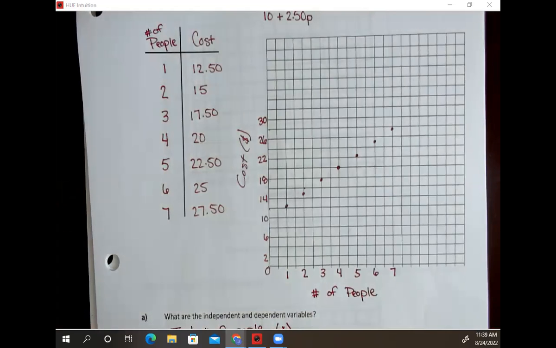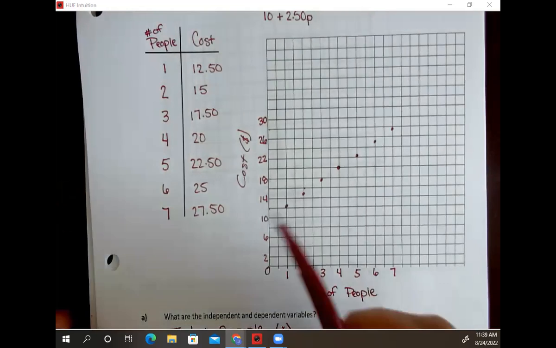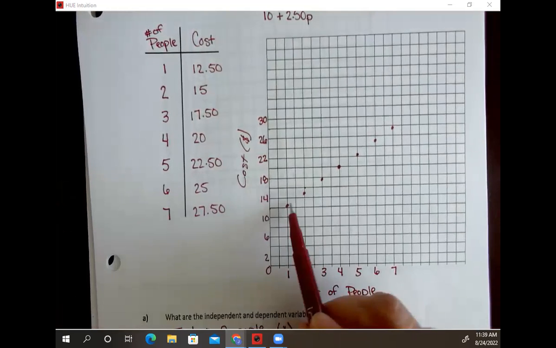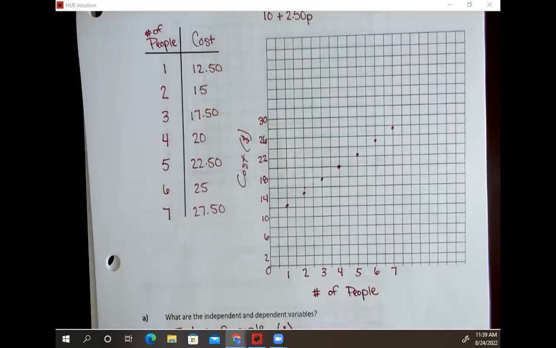Last question, do I want to connect these? Why not? These are discrete variables, right? These are my only options for number of people in the car. 1 person, 2, 3, 4, 5, 6, or 7 people. I can't have 2 3/4 people in the car. These are whole number values only. Okay, so I can't connect these because then that would tell me I could have 1.5 people, and that's not okay.